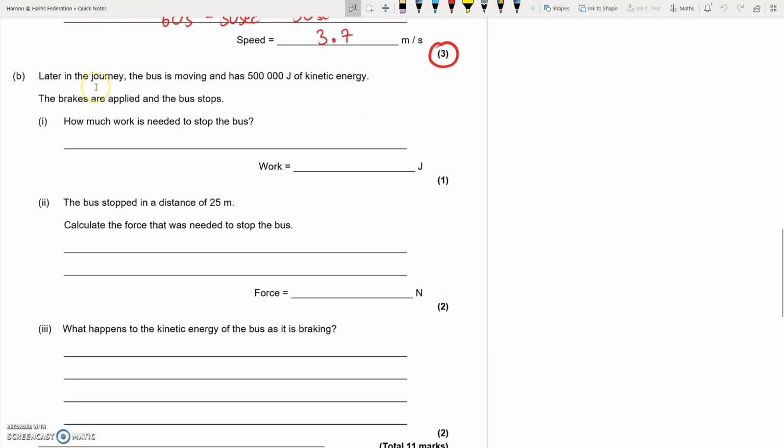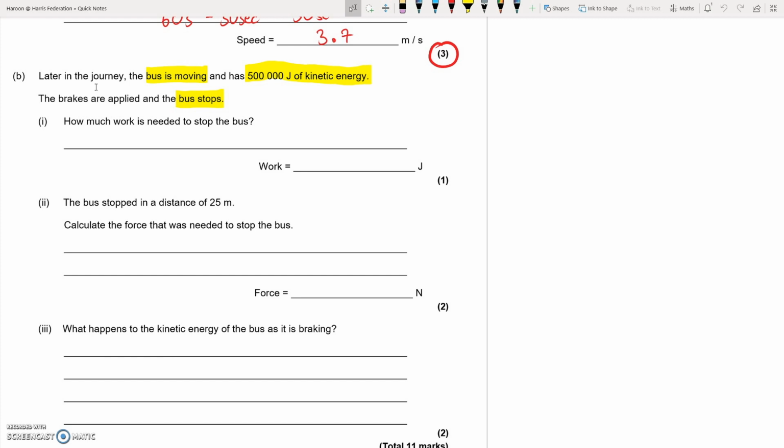We'll now move on to our next part, part B. So later in the journey, the bus is moving and has 500,000 joules of kinetic energy. So I'm going to highlight that again, that's a good piece of information. And the brakes are applied and the bus stops. So originally the bus was moving and now it's stopped. How much work is needed to stop the bus?